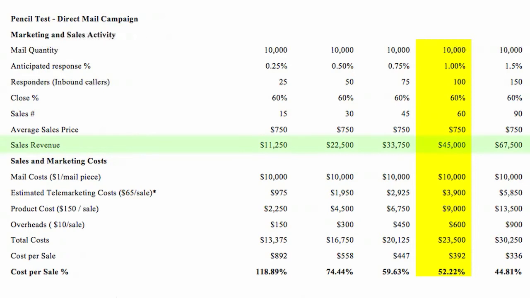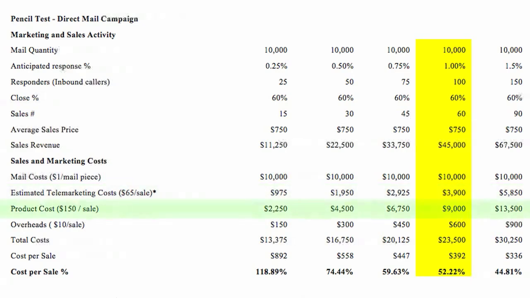Average sales price I know, so I plug that in, and the average sales price times the sales number gives me the sales revenue. Now when I look at the sales and marketing costs, for mail, just for this exercise, I put the cost per mail piece at $1, and that's all inclusive of letter shop, lists, envelopes, printing, postage, all those things. I've also put an estimated cost per sale of $65, and that's based on a basic rate of $45 per operator hour, just to have somebody in the seat, and all the costs associated with that to cover those costs.